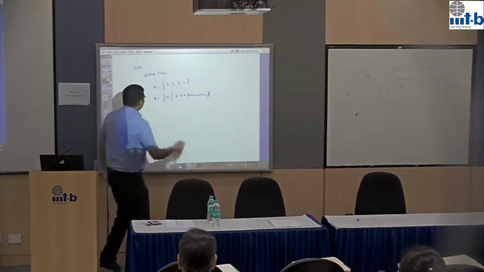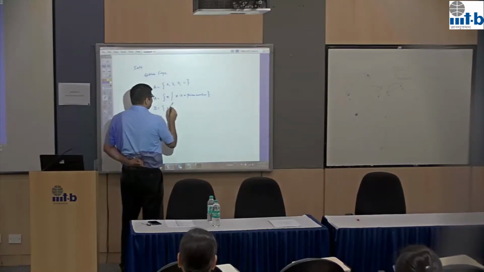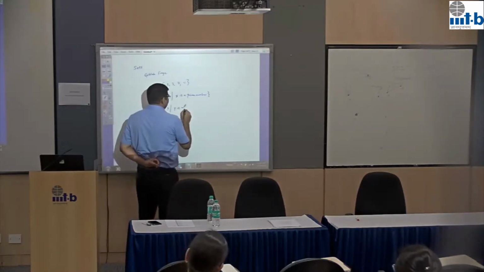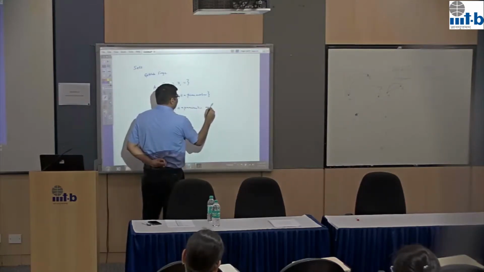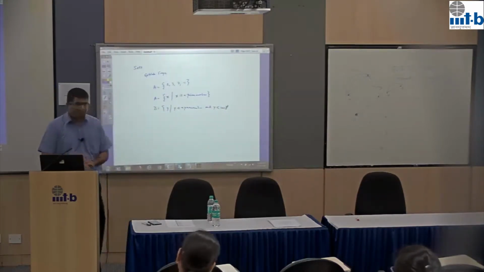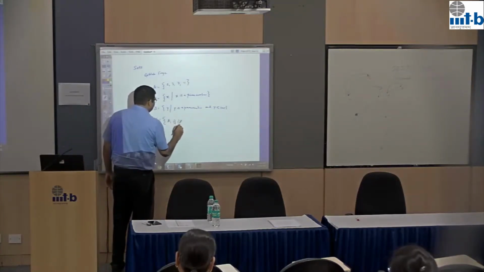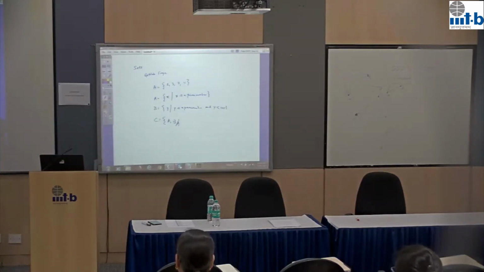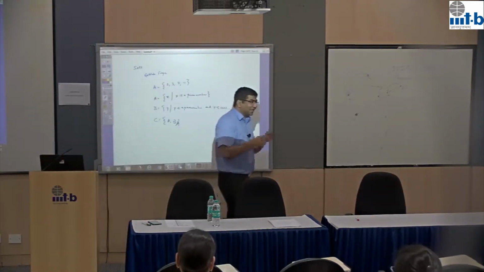Or I can say B equal to the set of all y such that y is a prime number and y is less than 100. Both are sets. Then can I write something, say C equal to A, B? Is this a set? Why? What are the elements of C? The sets A and B.